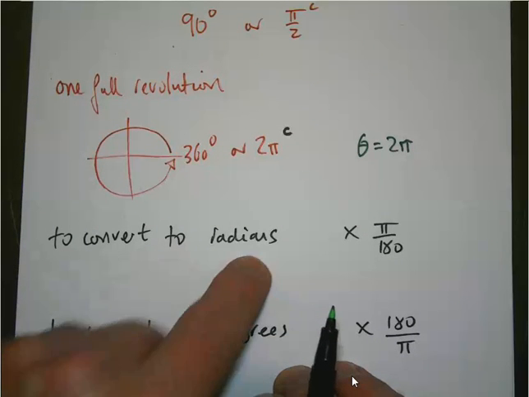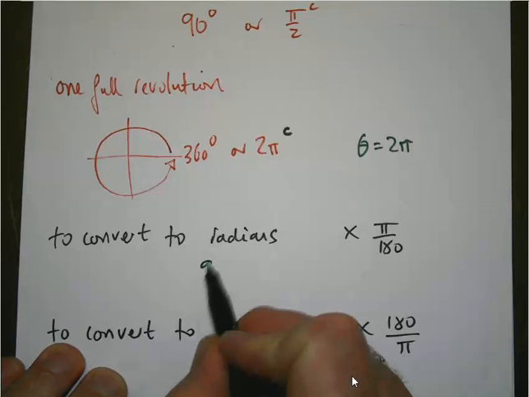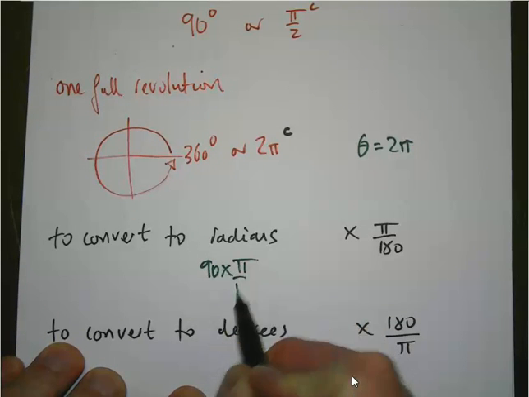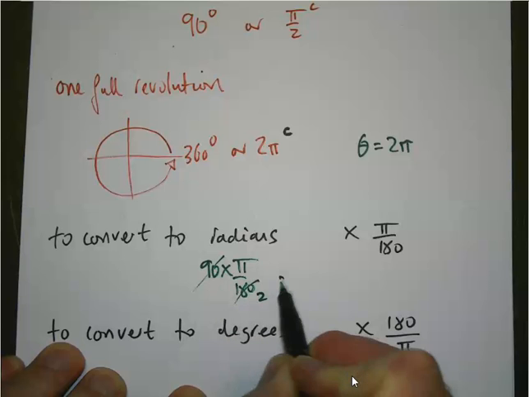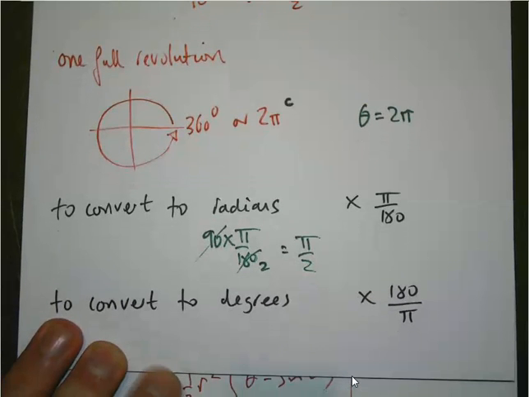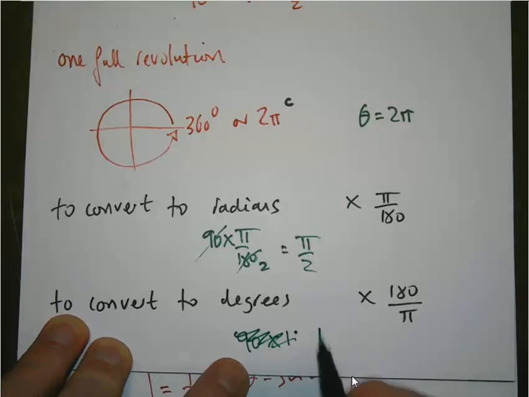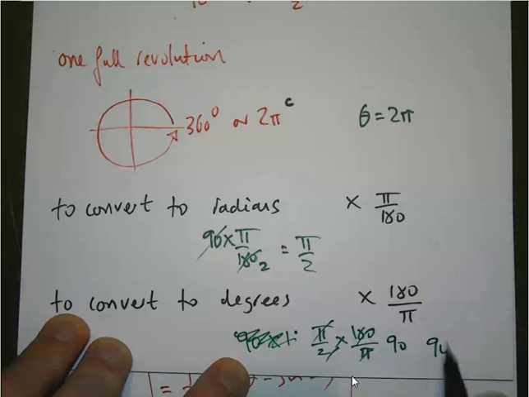To convert from degrees to radians, you multiply by pi divided by 180. For example, 90 times pi on 180. 90 goes into that twice, gives you pi on 2. And to convert from radians to degrees, pi on 2 times 180 on pi, the pi cancels and 2 goes into 180 to give 90, so 90 degrees is the angle.